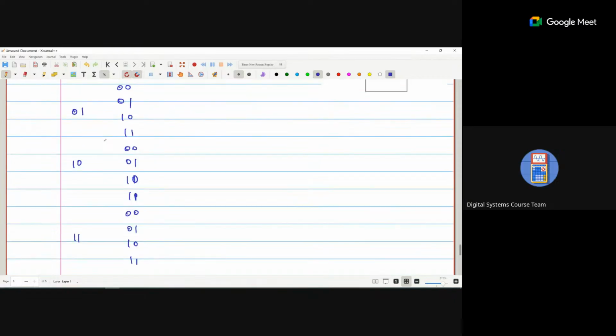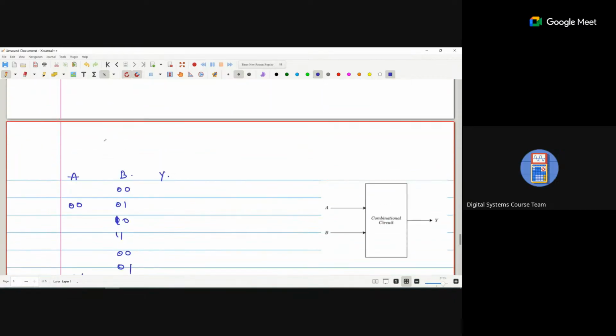Okay, clear? So a total of 16 combinations are created because every input is 2 bits. So the total number of bits is 4, and with 4 bits, a total of 16 combinations is possible. Now the output Y is 1 if A is greater than or equal to B. So here A is 0, 0, B is 0, 0, that means here it is 1, and the rest 3 are 0.